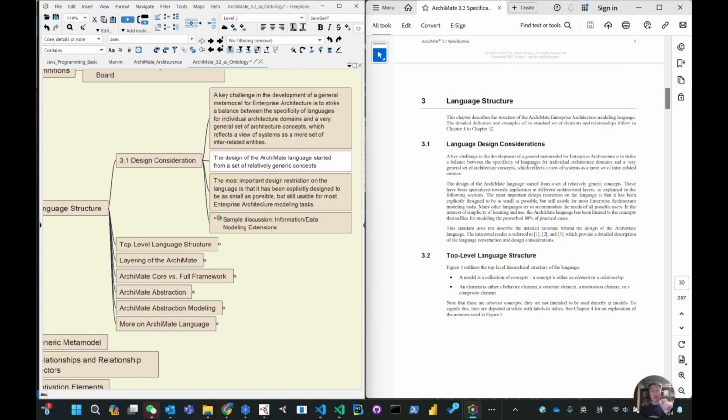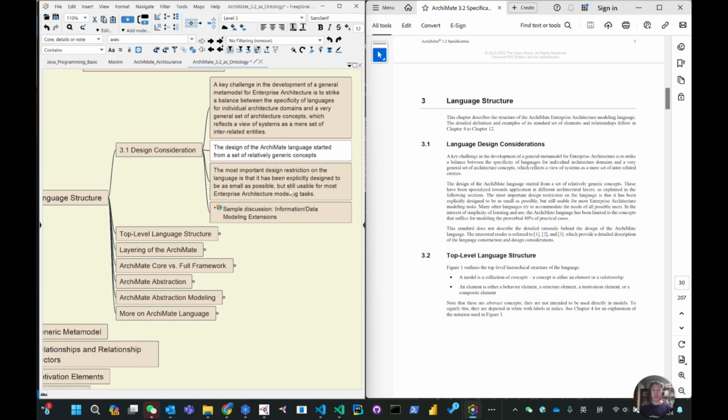Those generic concepts have been specialized towards application at different architecture layers, as explained in later functions. So we start from some special situation, then try to abstract to a certain generic view. The most important design restriction to keep in mind is that it has been explicitly designed to be as small as possible, but still usable for most enterprise architecture modeling tasks.